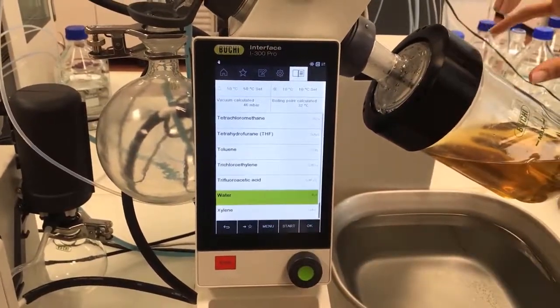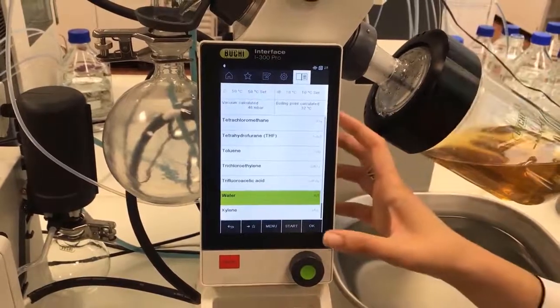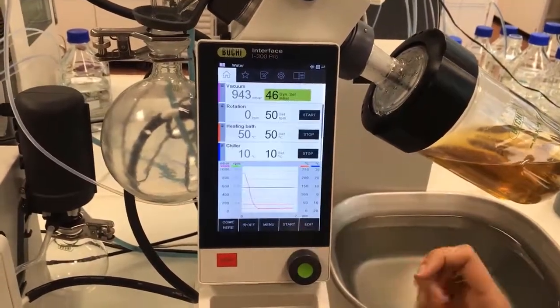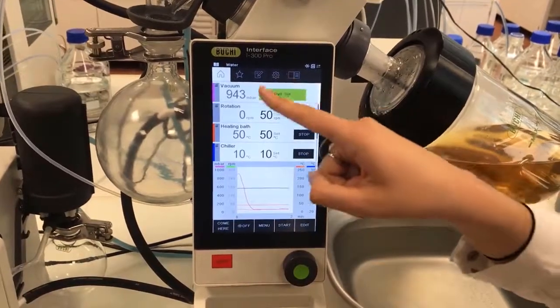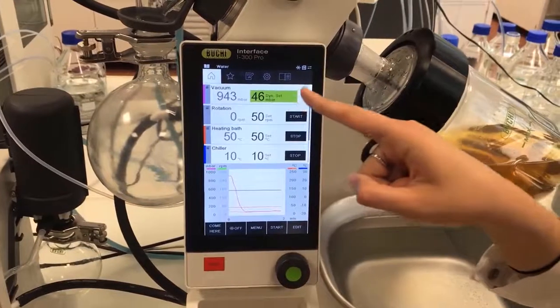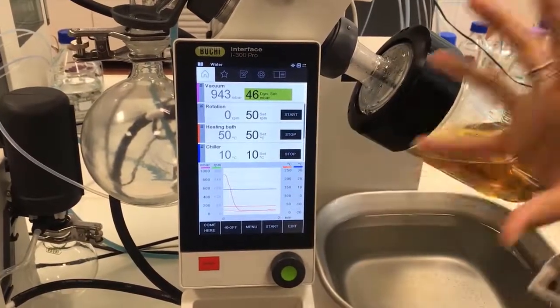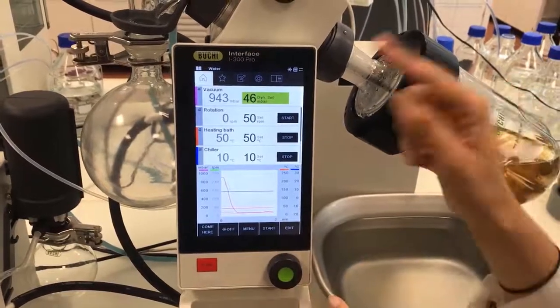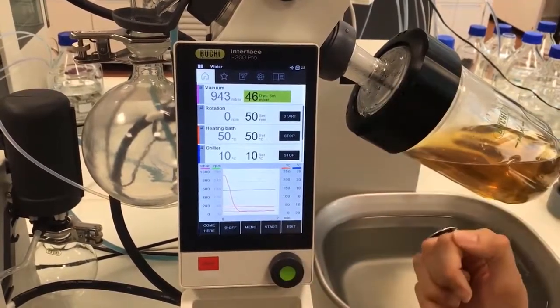So as I told you, in my flask right now, I have tea, so it's water, right? So I choose water. I go OK, and as you can see here, now the set vacuum is 46 millibars, and this was made automatically. So again, you don't really have to think about it. You just go in the Solvent Library and you press your solvent.